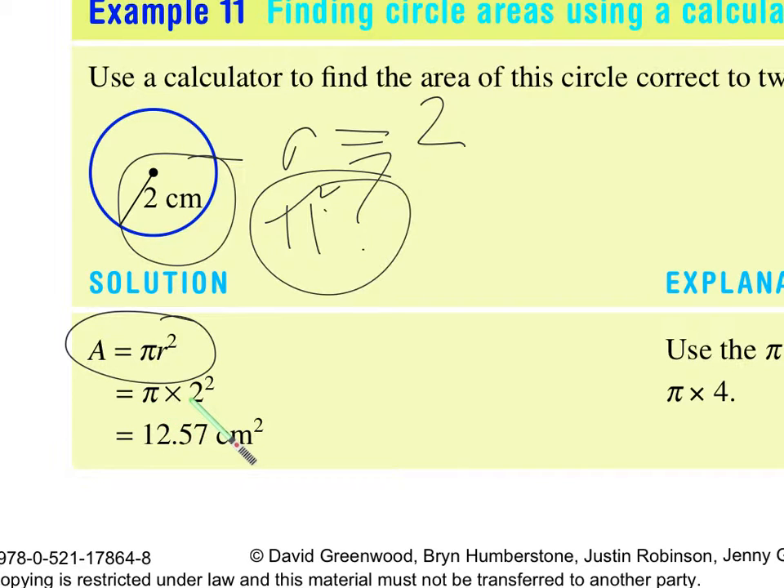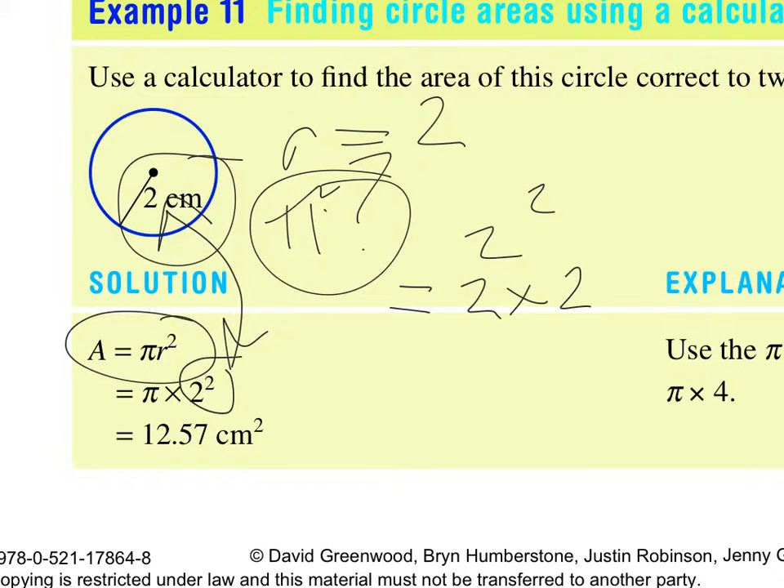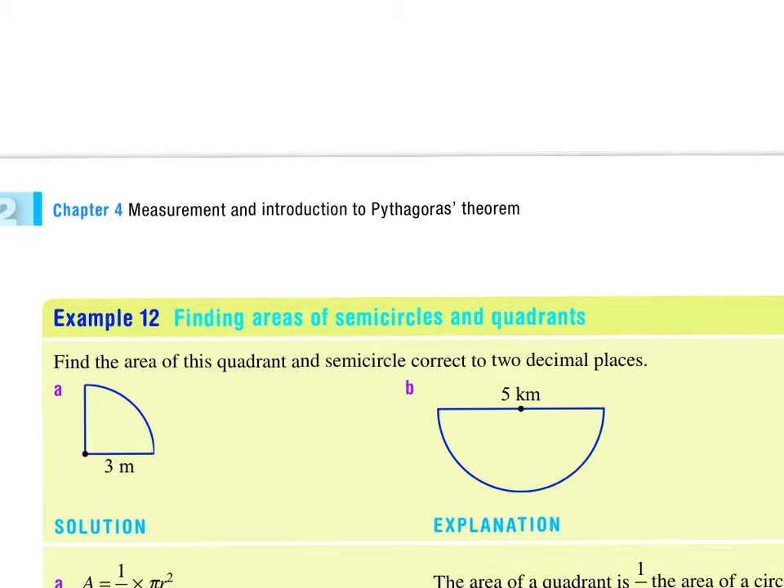Area therefore equals pi times 2 squared. Remembering that our 2 is the radius, which is that number just there. And we're squaring that, so essentially 2 squared, I'll put it over here, is 2 by itself, times by itself, twice, so 2 times 2. And we get our answer of 12.57 centimetres squared. Alright, so we're nearly there with this one.